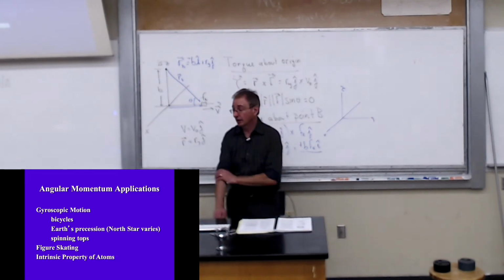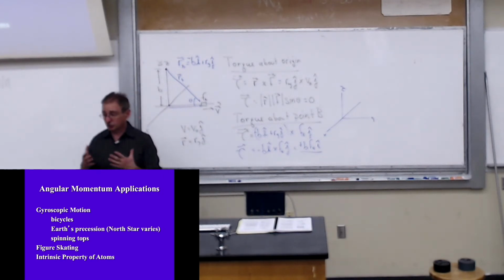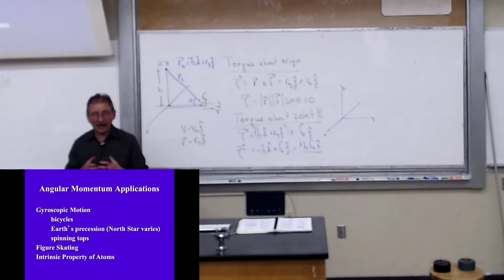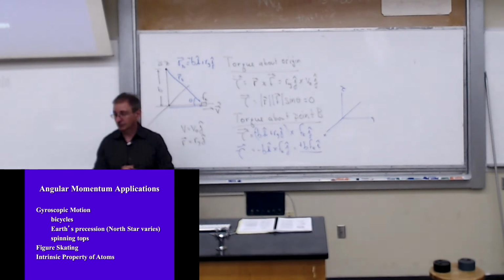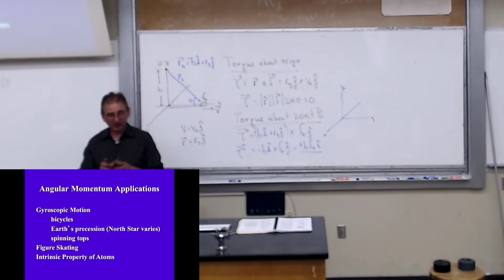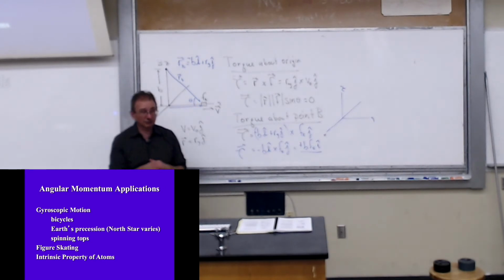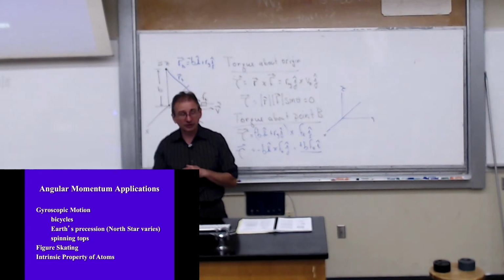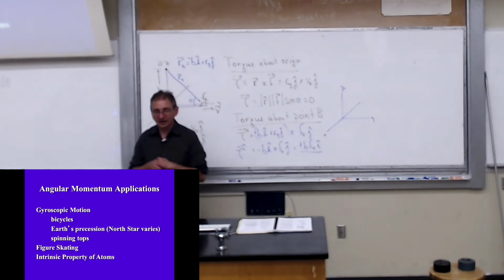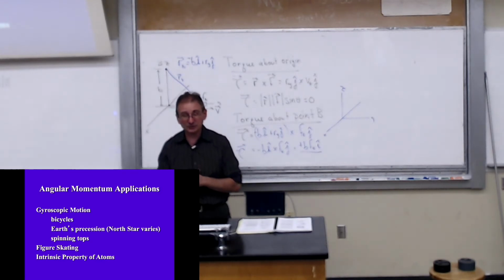Also, when you look at atoms, one of the quantities that's used to describe the electron in an atom is angular momentum. Those of you in chemistry hear about the s orbital, the p orbital, the d orbital. They represent the angular momentum of the electron in the atom. It's conserved in the atom.